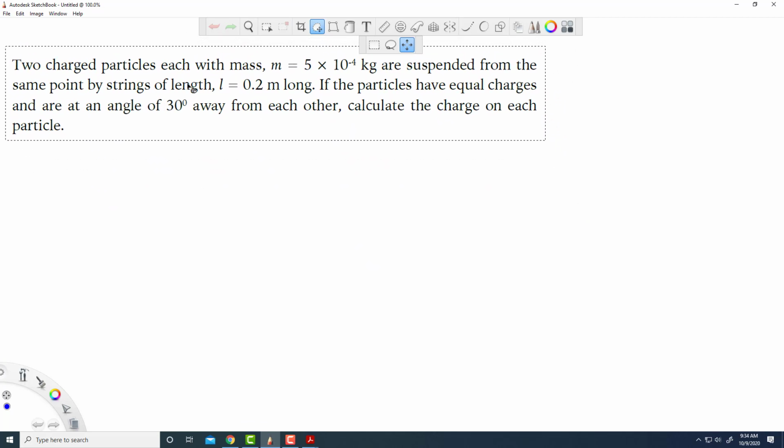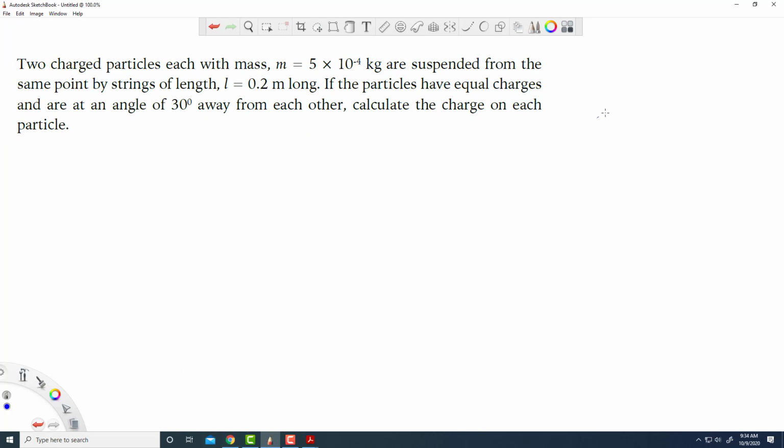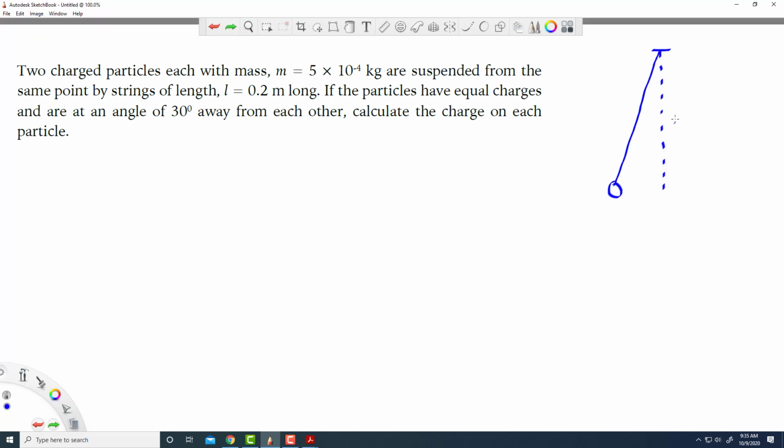Okay, so in number 3 you have two charges suspended by some string. So let's say you have that's the central line, and you have a charge on this part and a charge on this part. They are repelling each other because they have the same kind of charge. Could be positive and positive, or negative and negative.